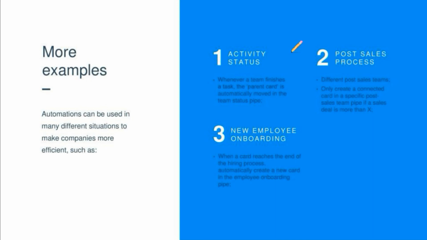The second is the post-sales process. Assuming that you have different post-sales teams depending on the industry or the deal value, you can set up an automation that whenever a card reaches the end of your sales process, it's going to create a connected card in the correct post-sales team pipe depending on the industry or the deal value, etc. Third is new employee onboarding, that whenever the card reaches the end of your hiring process, you automatically create a new card in the employee onboarding pipe with all the necessary information without having to create the card manually.